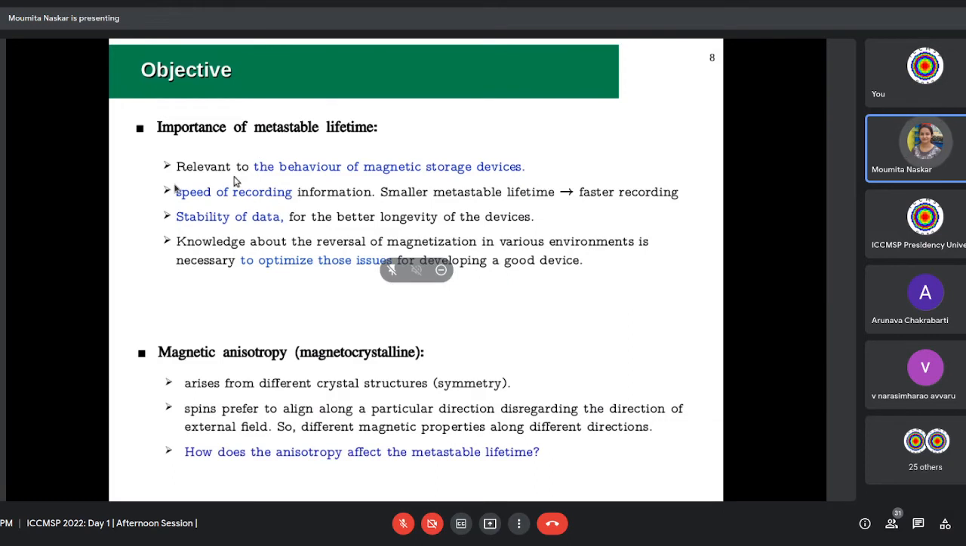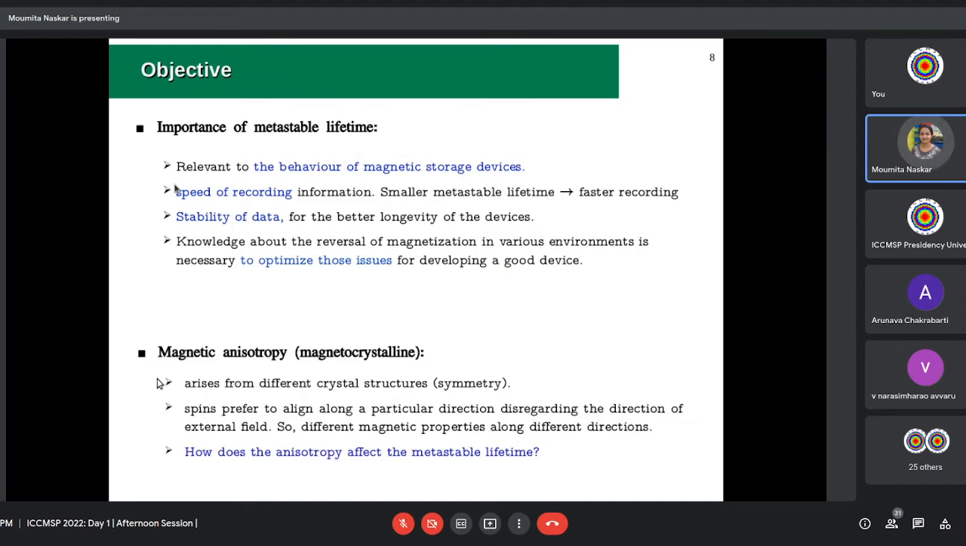It is generally relevant to the behavior of magnetic storage devices. Suppose a system has a smaller metastable lifetime, so definitely its recording speed will be higher. Also, stability of data under any thermal noise or field noise is important for better longevity of devices. So, in order to prepare a good device, it is necessary to optimize all those issues, and for that, knowledge about reversal of magnetization in various environments is useful.